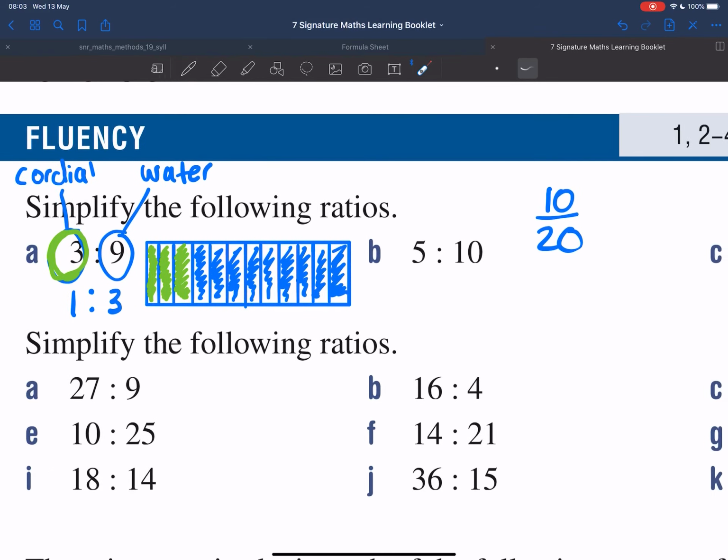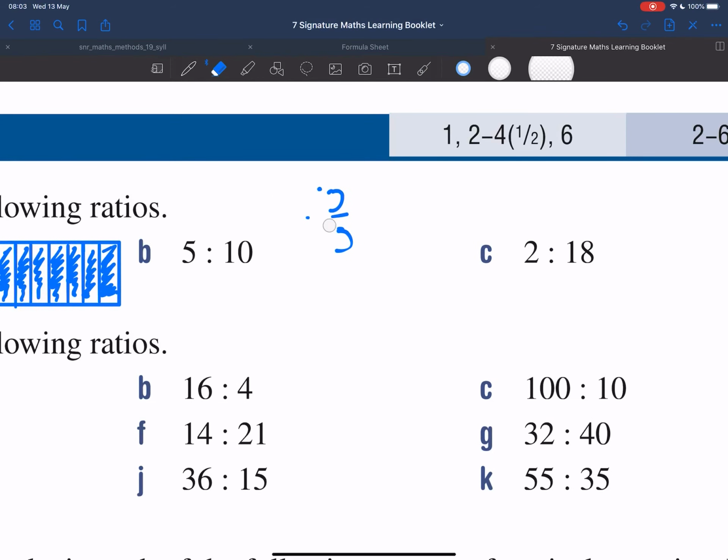All right, so part B, 5 to 10. Kind of already gave you the answer there. Well, step 1, can we halve both of these numbers? Well, we can halve 10, but we can't halve 5, so we can't do that. Can we divide by 3? No. 4? No. 5? Yes. 5 divided by 5 will give us 1, and 10 divided by 5 will give us 2. So the answer is 1 to 2.